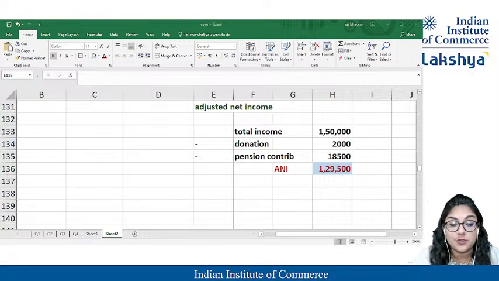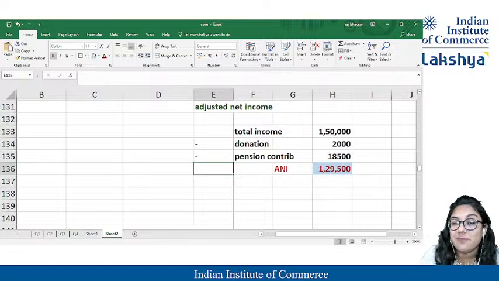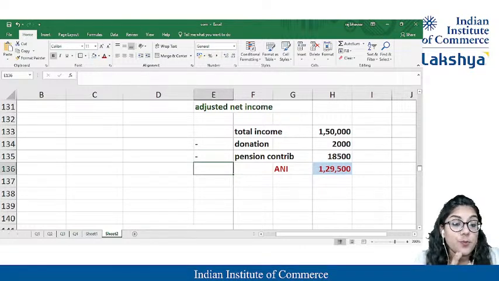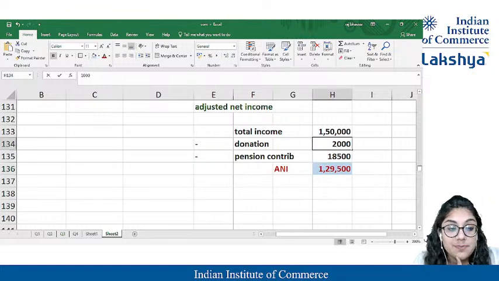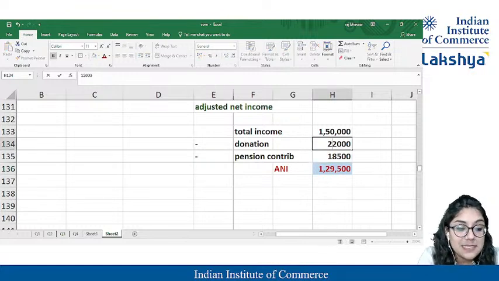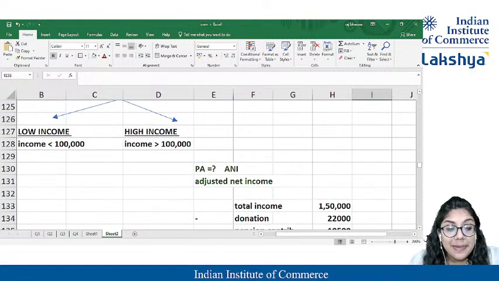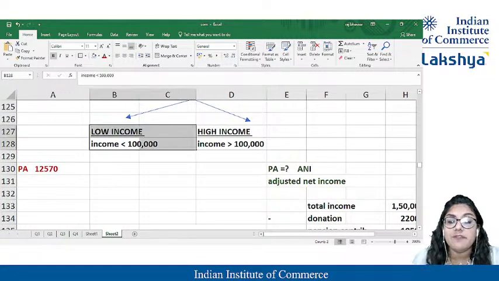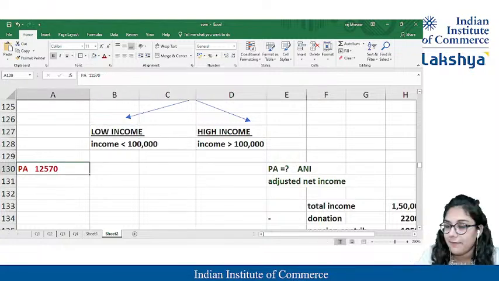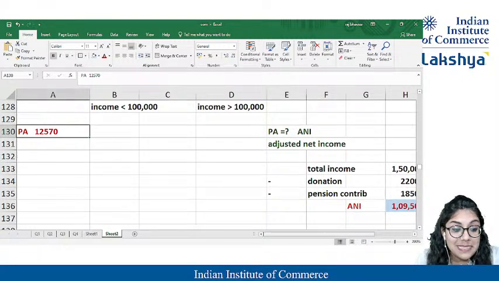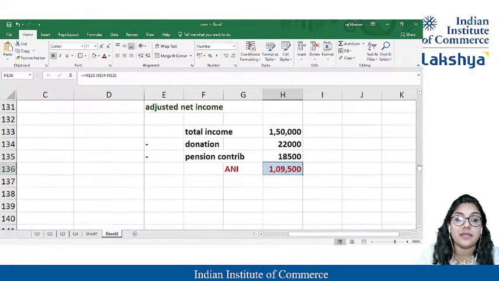You are liable to check one thing. Can I change the question? Please give me a hint. Let's suppose instead of 2,000, let's make it 22,000. My income limit was 1 lakh. If it is 1 lakh, you directly get a personal allowance of 12,570. But let's say my ANI is 1,09,500.